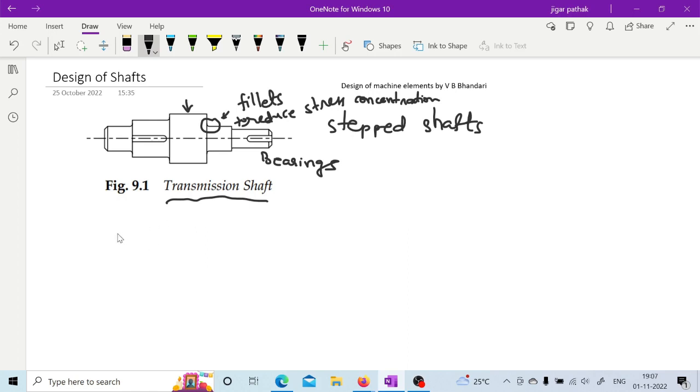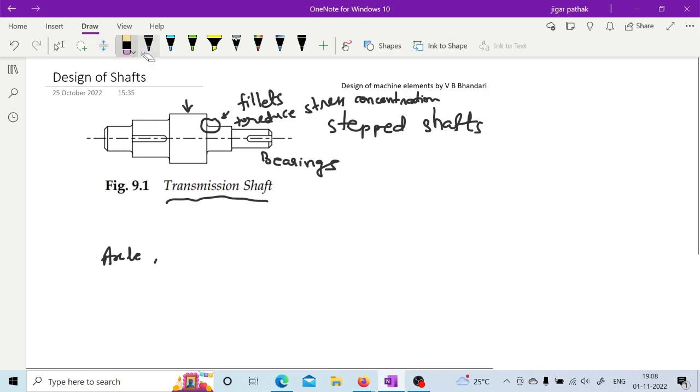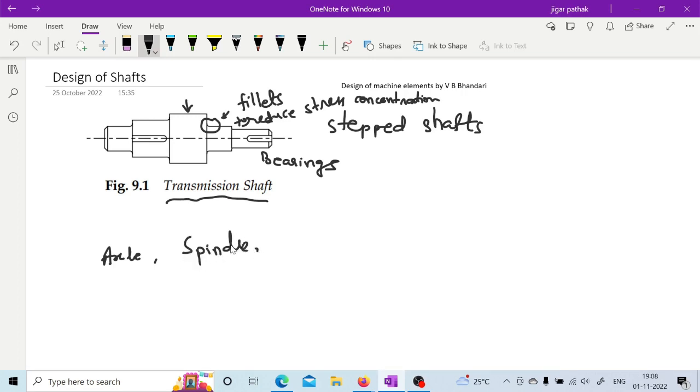But in the case of shafts, some different terminology is also used. Some of those circular elements are called axle, some are called spindle. Let me write this: axle, spindle. Then you may have the counter shaft. So these are different terminologies according to the application of that circular rotating element.